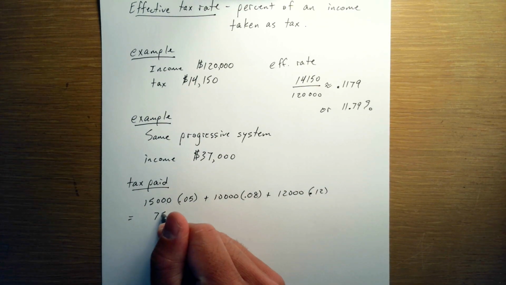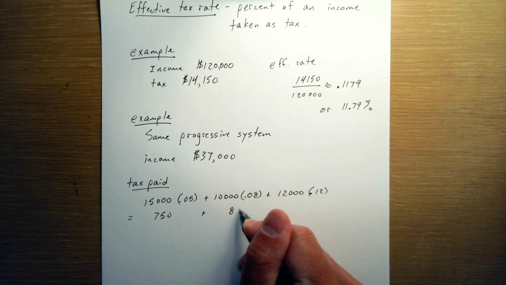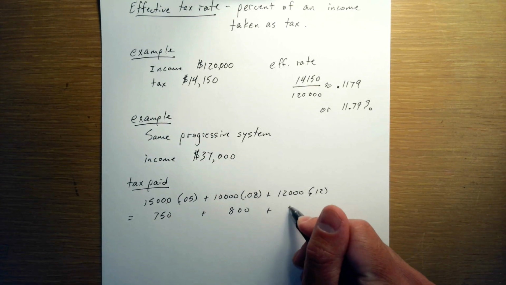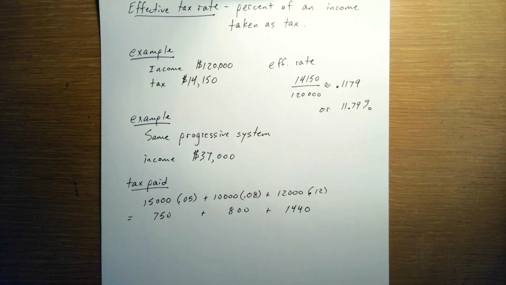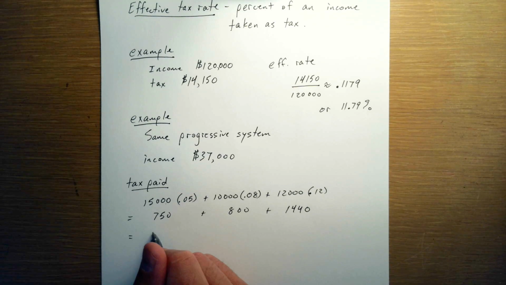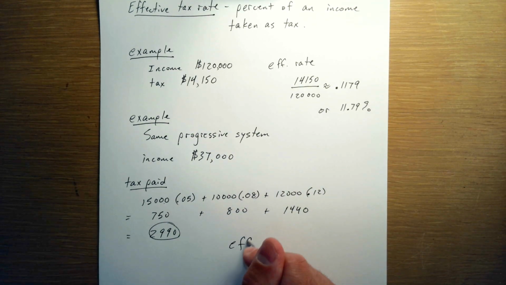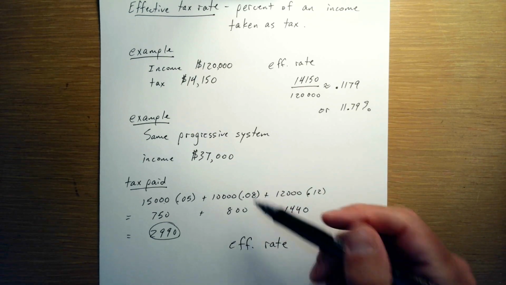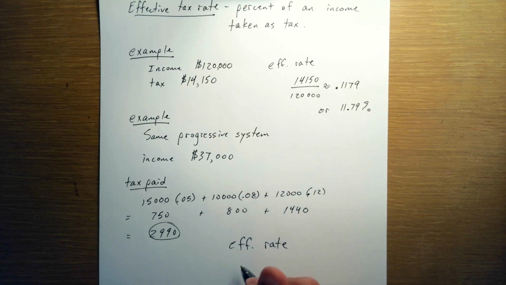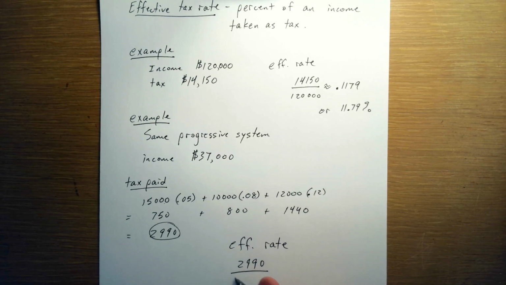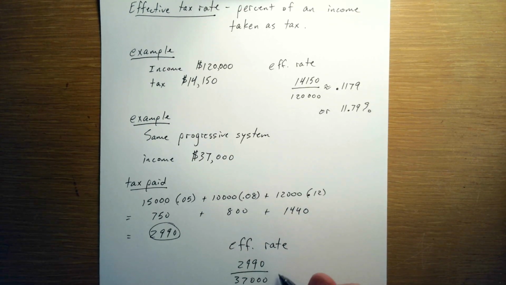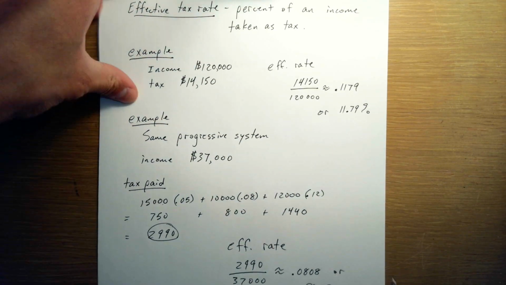So if we compute all this, we get 750 from this, we get 800 from this, and we get 1,440 from that last bracket. Adding all these together, we get 2,990. So that's the amount of tax that we pay, 2,990. And so we may want to compute the effective rate of $37,000 in this progressive system. So that's 2,990 divided by 37,000, which comes out to roughly 0.0808, or 8.08%.